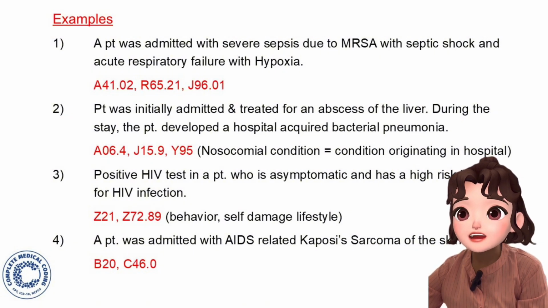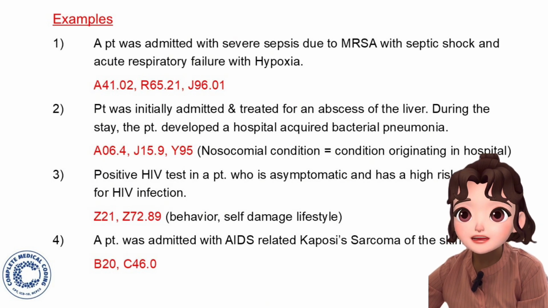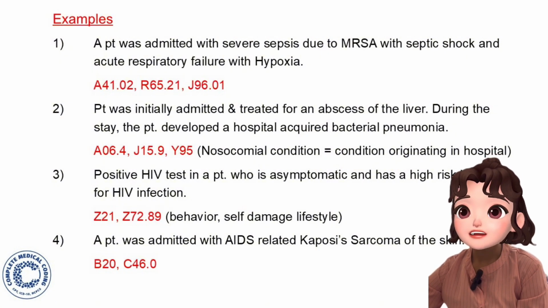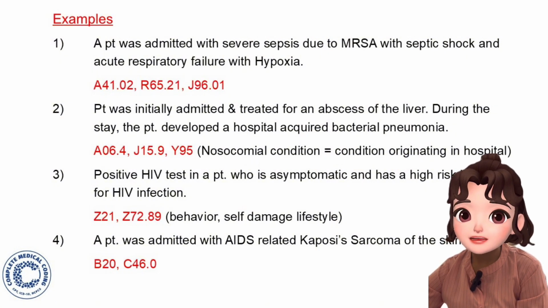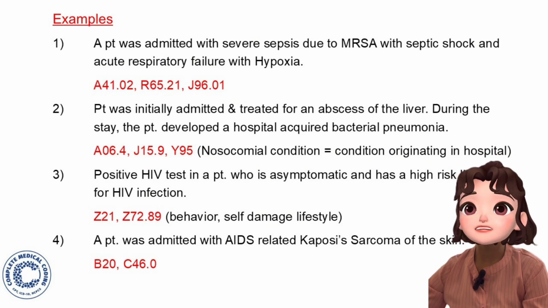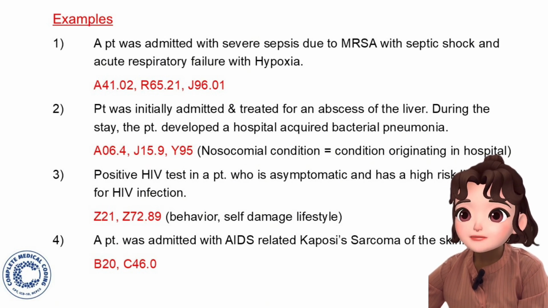Now what is R65.21? The second code should be severe sepsis with septic shock, right? So you have to code that one. First the organism that you already got. Next you have to code the severe sepsis with septic shock. R65.21, that is severe sepsis with septic shock.